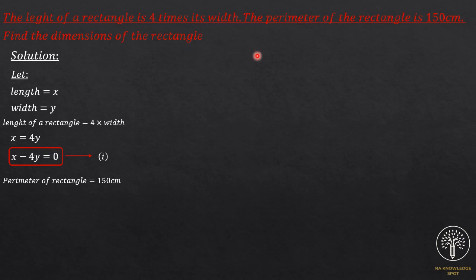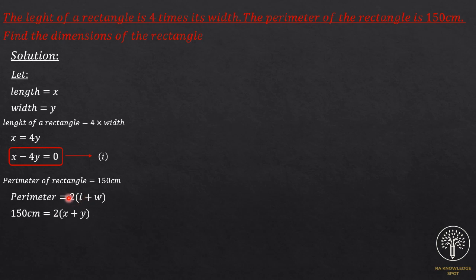Now there's another piece of information in the question, that is, the perimeter of the rectangle is 150 centimeters. You have to see carefully the units there, because you're talking about the perimeter, so the unit is simply centimeter, not centimeter square. Now you have to write: perimeter of rectangle equals 150 centimeters. Now, as I already told you, what is the formula for perimeter? That is equal to 2 into (L plus W).